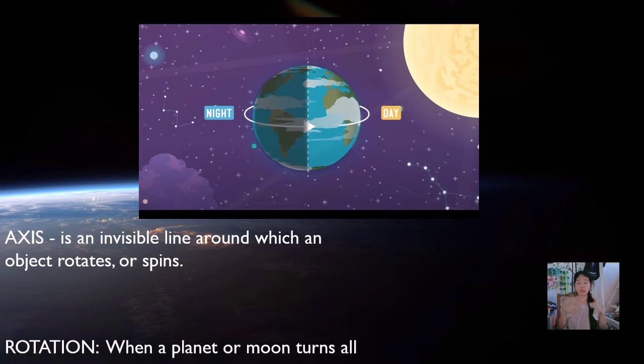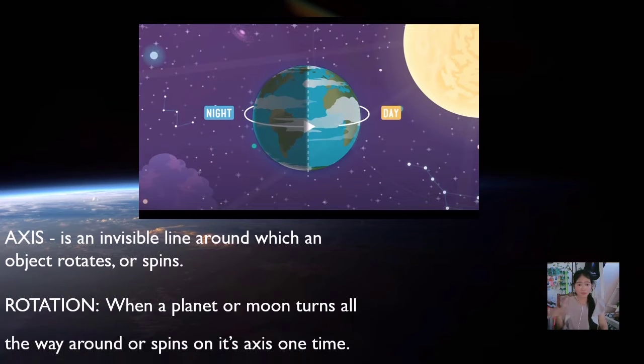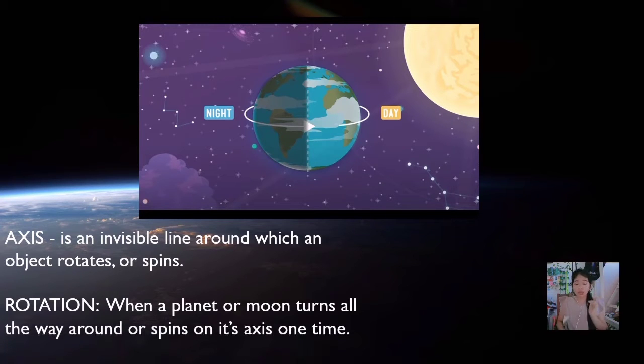If you see the illustration earlier, we have this imaginary line called the axis, from the North Pole to the South Pole. This spinning movement is called the Earth's rotation. And the Earth's rotation is what gives us day and night every day. So when we say rotation, it is when a planet or moon turns around or spins on its axis one time.